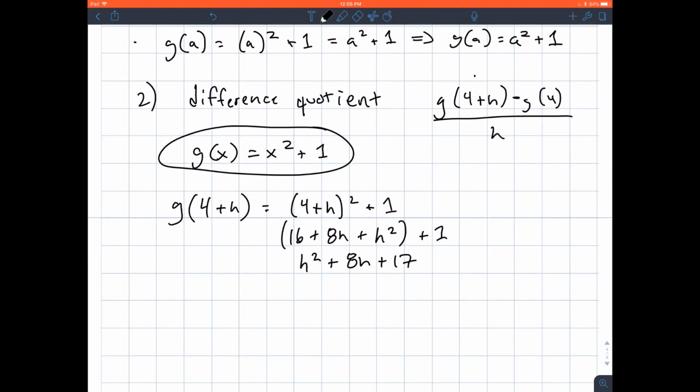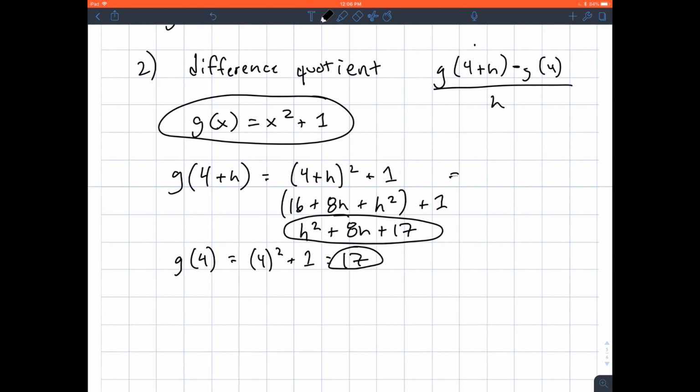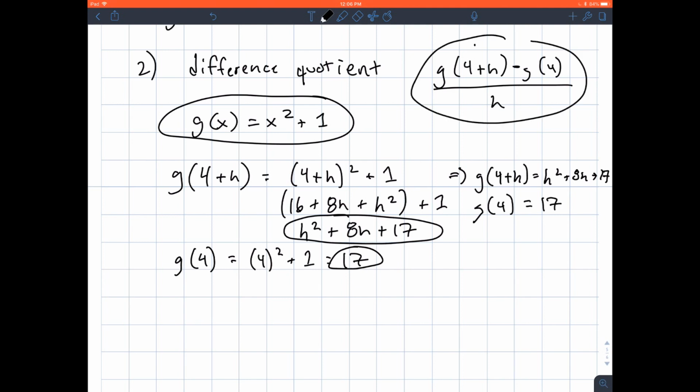The next one we are given is g of 4. So 4 squared plus 1, we get 17. Right, so we have our substitutes. So g of 4 plus h is equal to h squared plus 8h plus 17, and g of 4 is equal to 17. So we go ahead and place these substitutes in the difference quotient.